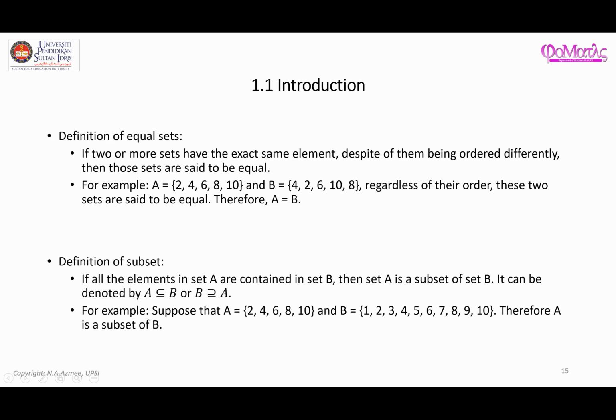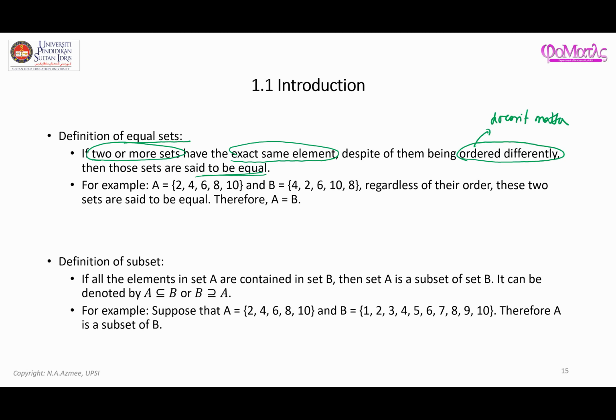Okay, let's move on to the next definition, which is equal sets. Now, if you have 2 or more sets that have the exact same elements, it doesn't matter if they are ordered differently. Ordering differently is not a problem here. Then we will say that the sets are equal.